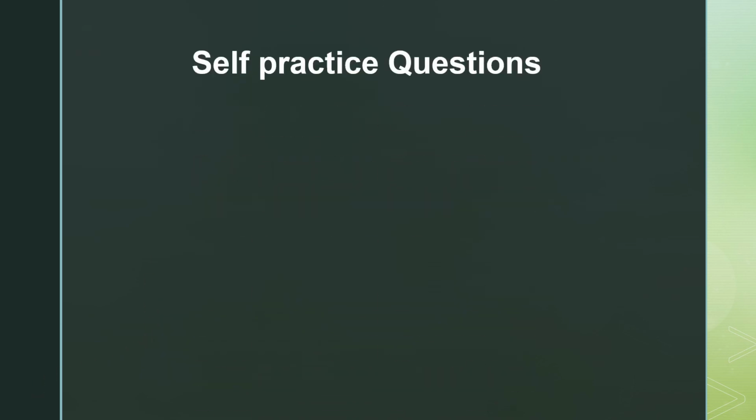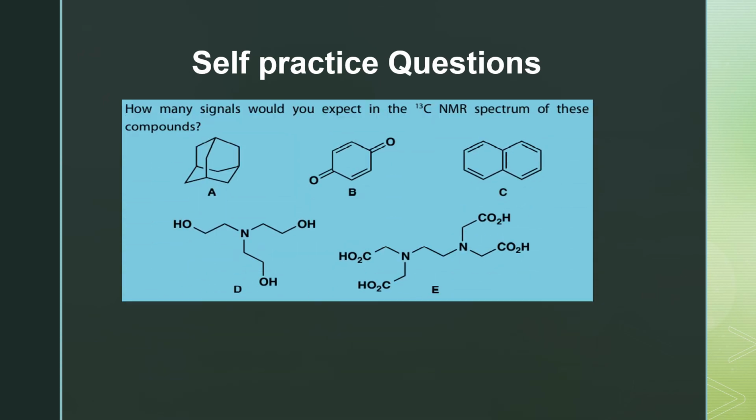This is a self-practice question. In this question, how many signals would you expect in the C13 NMR spectrum of these compounds? Nearly 5 compounds are there. You need to check the symmetry of these compounds and you need to find out the signals of each compound.